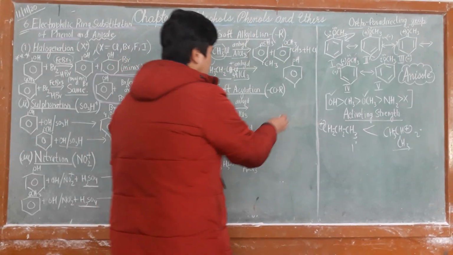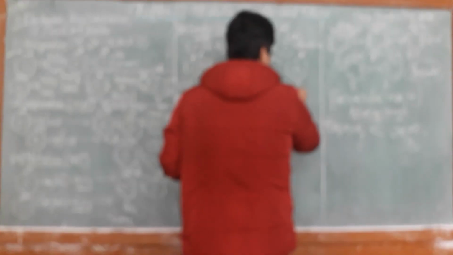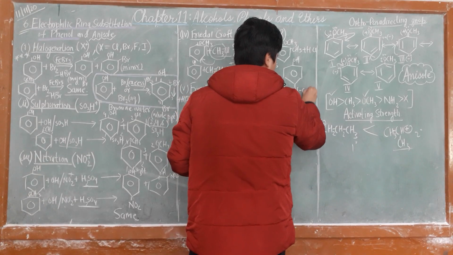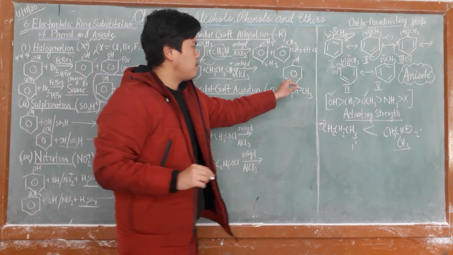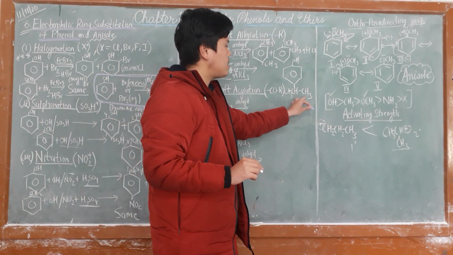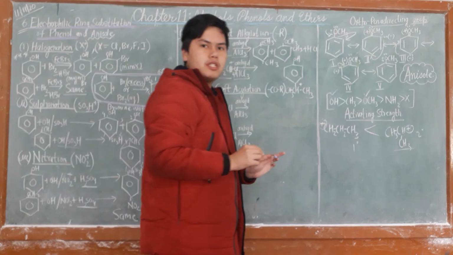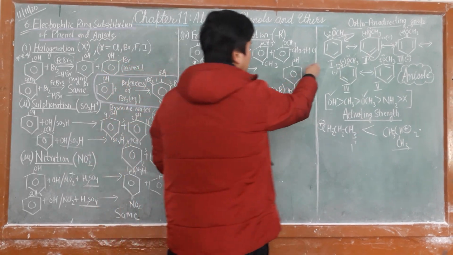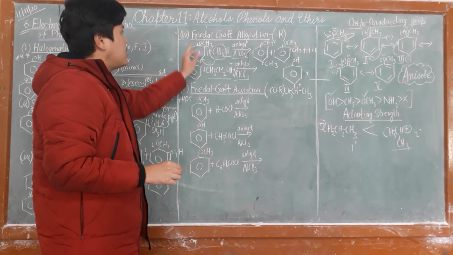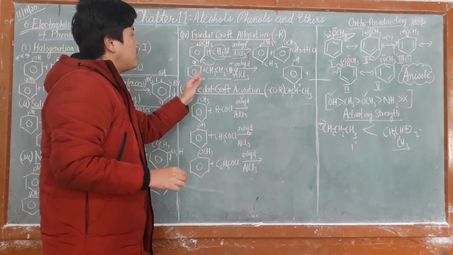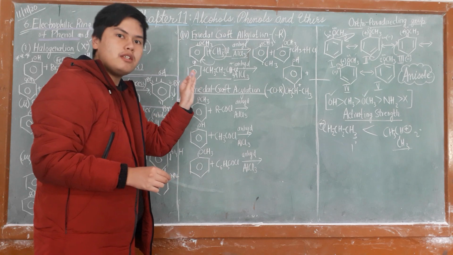So then the product has the CH3, CH3 group, because we get the secondary carbocation. This is the case in Friedel-Crafts alkylation, where stability of the carbocation is an important factor.